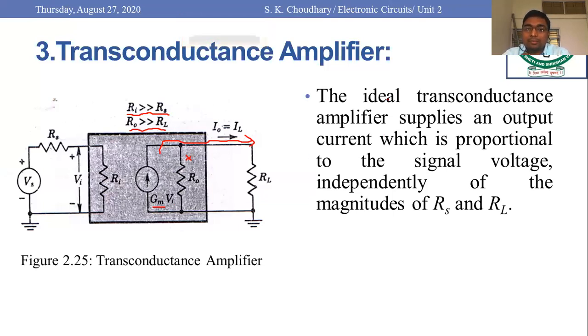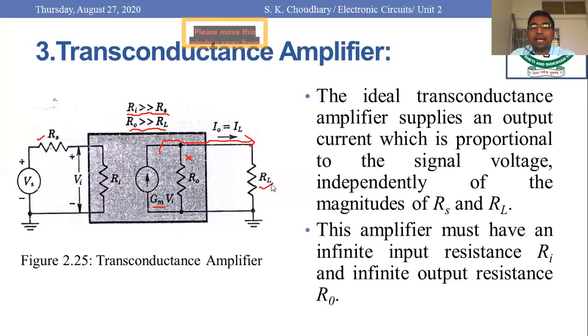So what are the features of this? An ideal transconductance amplifier supplies an output current which is proportional to the signal voltage. So this output current I0 is proportional to the signal voltage Vs, independently of the magnitude of Rs and RL. In all cases, the proportionality factor would be independent of Rs and RL because both are external components.